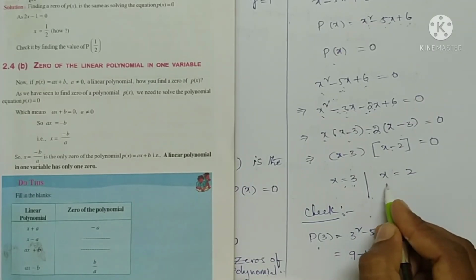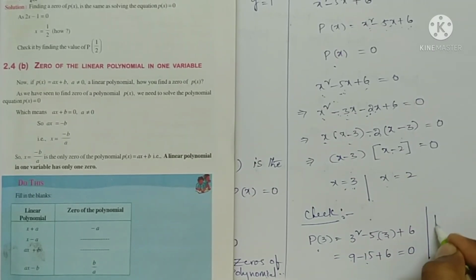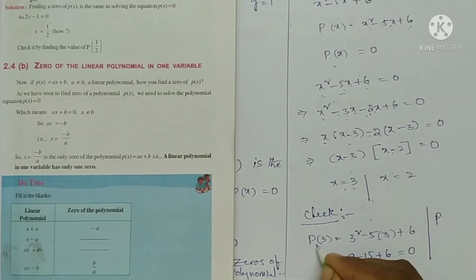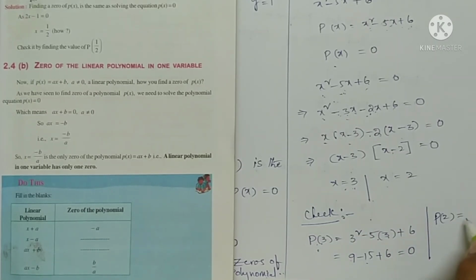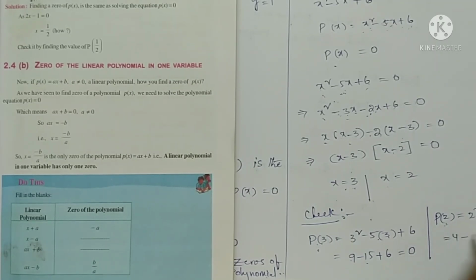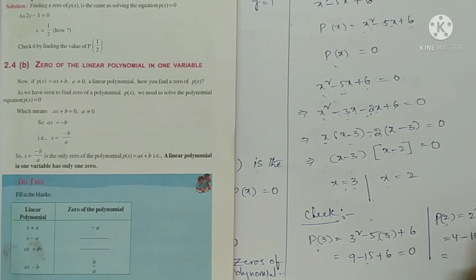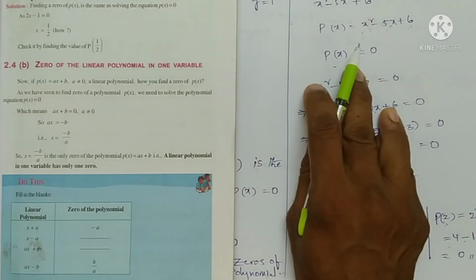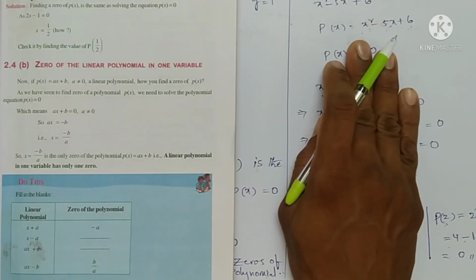Let's check x equals 2. So p of 2 is equal to 2 square minus 5 into 2 plus 6. So 4 minus 10 plus 6. 6 plus 4 is 10, minus 10. The result is 0. So these are the zeros of the given quadratic polynomial.